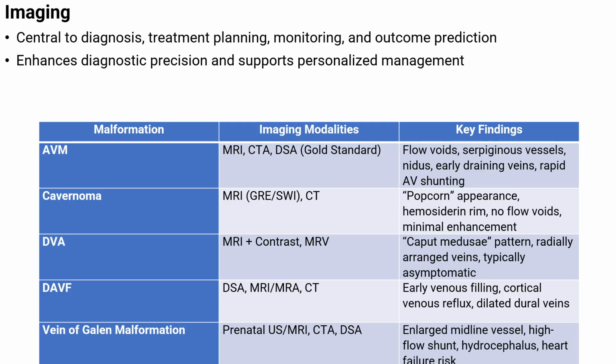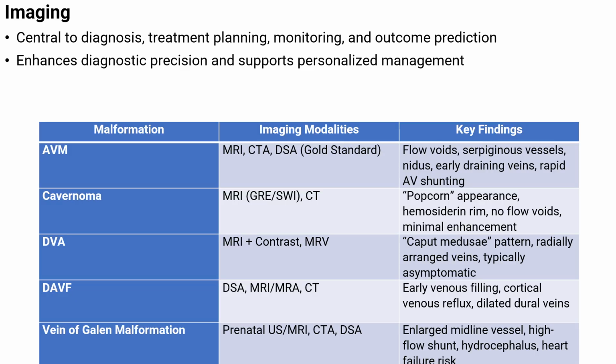Imaging is essential in diagnosing and managing CNS vascular malformations. It guides treatment, tracks progress, and predicts outcomes. Modalities like magnetic resonance imaging, computed tomography angiography, and digital subtraction angiography help to differentiate different lesion types.